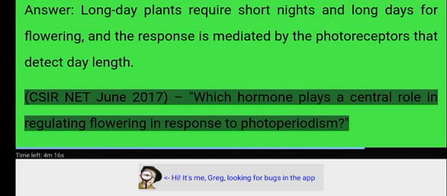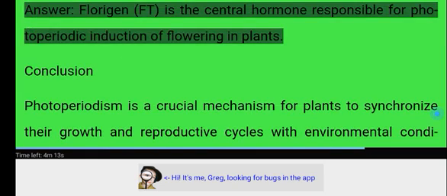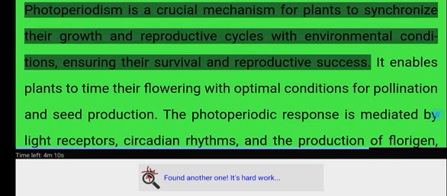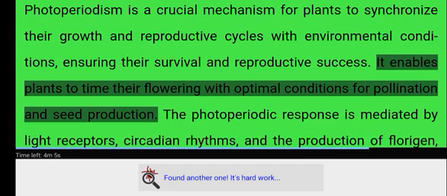CSIR NET June 2017: which hormone plays a central role in regulating flowering in response to photoperiodism? Answer: florigen is a central hormone responsible for photoperiodic induction of flowering in plants. Conclusion. Photoperiodism is a crucial mechanism for plants to synchronize their growth and reproductive cycles with environmental conditions, ensuring their survival and reproductive success. It enables plants to time their flowering with optimal conditions for pollination and seed production.